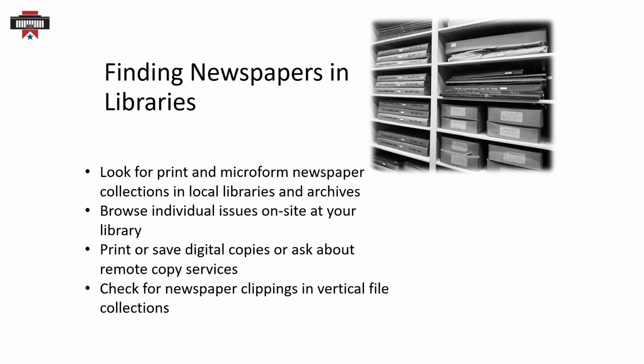Microform readers connected to a PC make it easy to print or save digital copies from microfilm. Check with your library about their equipment and policies, or about any remote copy or scanning services they may offer. Sometimes loose newspaper clippings will be found in vertical files, but these could be organized by family names and places instead of a specific newspaper title. Vertical files could also be listed on a library's website, or they may be listed in a catalog. Additionally, some archival collections may include newspaper clippings. Contact us for more information about locating newspapers.